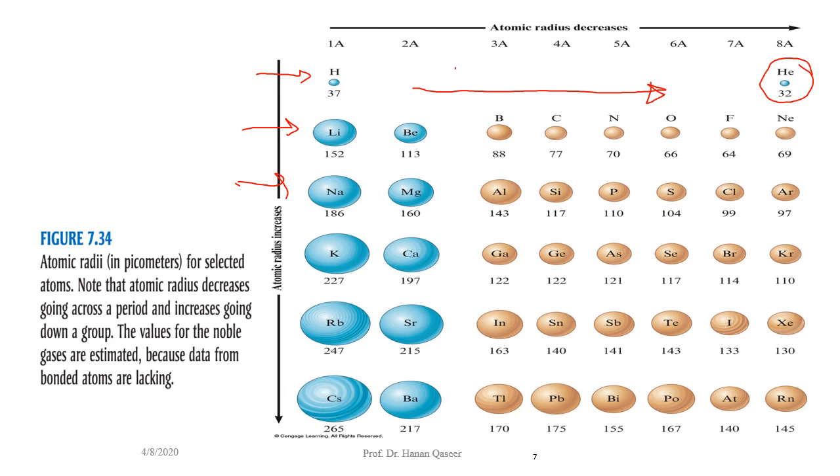In a group, if you take group 2, for example, beryllium, magnesium, calcium, strontium, and barium, you see here the size increases from top to bottom. Okay, same thing for any group.